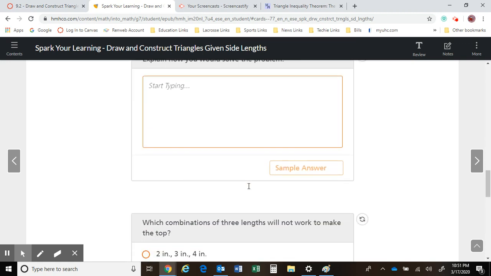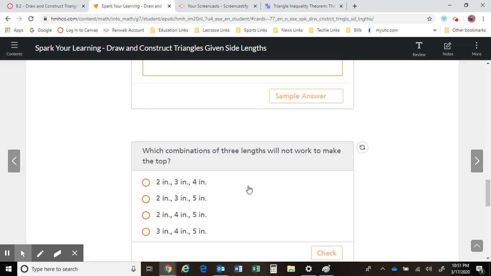Okay. So again, which ones would work? Would 2, 3, and 4 work? Yes, 2 plus 3 is 5, and 5 is greater than 4, so that one's going to work. For 2, 3, and 5, 2 plus 3 is 5, and that equals 5. These two smaller sides must be greater than, not greater than or equal to, the longest side. So that won't work.